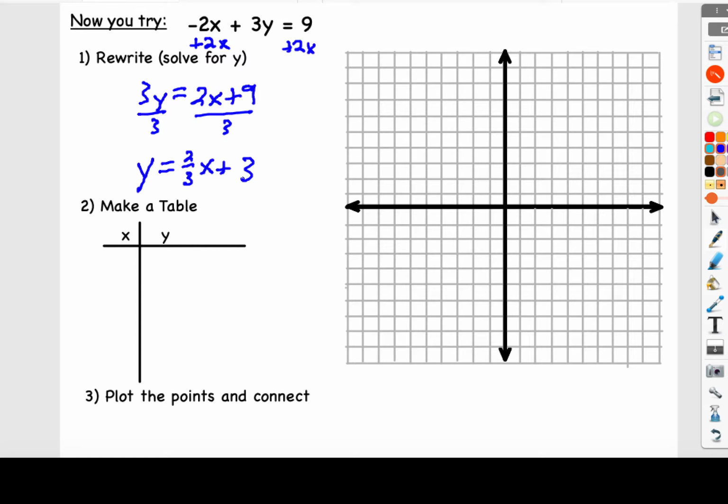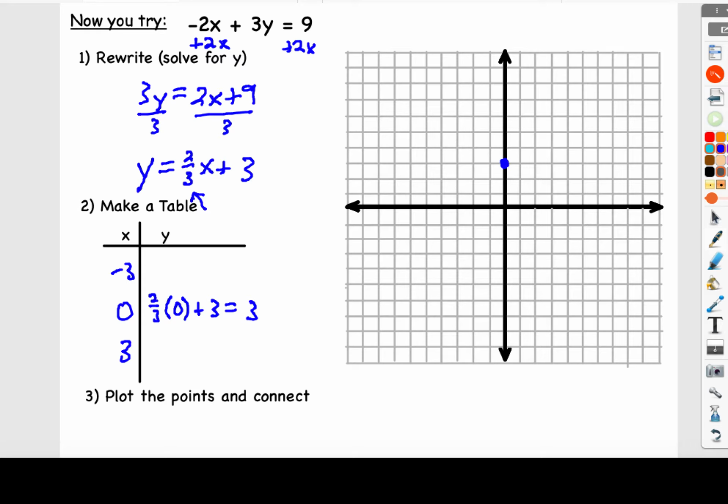Well, that means let's plug some numbers in. Again, 0 is always a great place to start. Because we've got this divided by 3 going on, that 2/3 going on there, I'm going to go ahead and use multiples of 3. I just think that would be a helpful thing to do. Then I don't have to deal so much with the fractions. So I'm going to use a 3 and a negative 3. So 2/3 times 0, well, the nice part is that's always 0. Plus 3 is 3. So again, 0, 3.